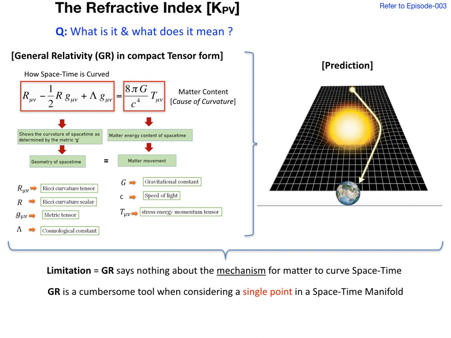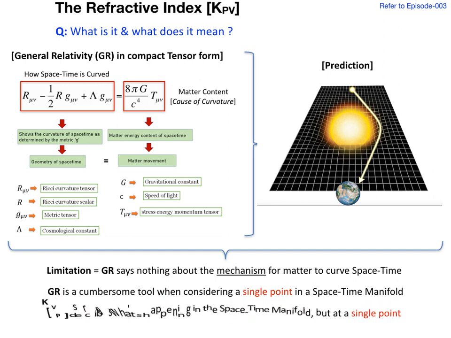The polarizable vacuum approach to general relativity solves this problem by the utilization of the refractive index. The refractive index describes what's happening in the space-time manifold, but at a single point. It does this conveniently and succinctly utilizing the value of refractive index. The reason this single-point representation of general relativity is important and valuable is because, mathematically interacting with the quantum vacuum in order to unify general relativity with quantum mechanics, by necessity, requires a single point.